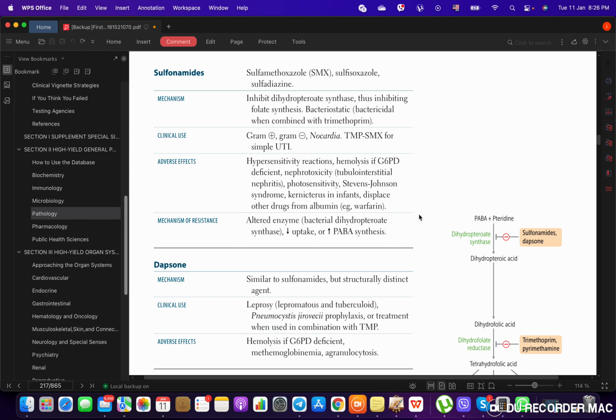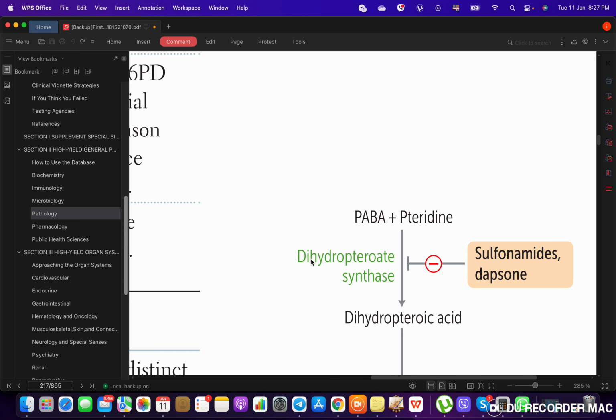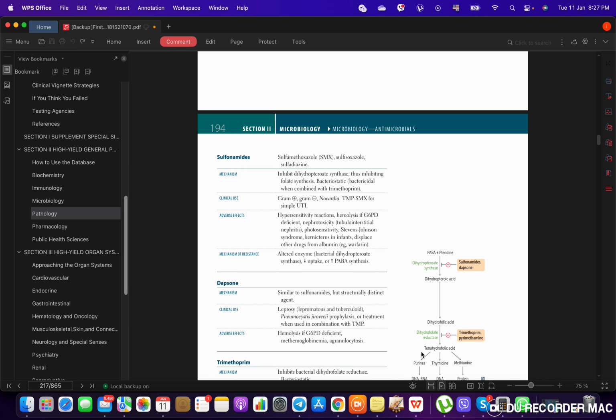And it can displace other drugs from albumin. For example, it can displace warfarin, which is a bad thing. That means it will make the warfarin more active, leading to bleeding. So, mechanism of resistance: they alter the enzyme itself, the dihydropteroate synthetase. Or they decrease the uptake or increase the PABA synthesis. Basically, you are blocking this, but if you keep increasing the substrate, it will use whatever is left of the enzyme to keep going downstream.